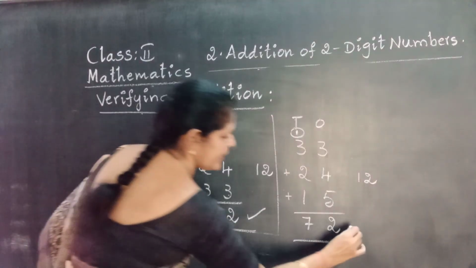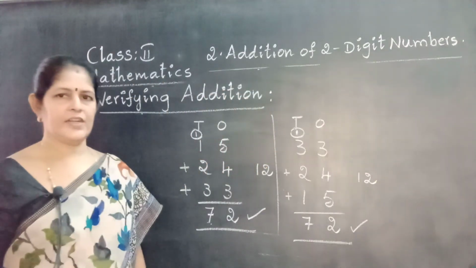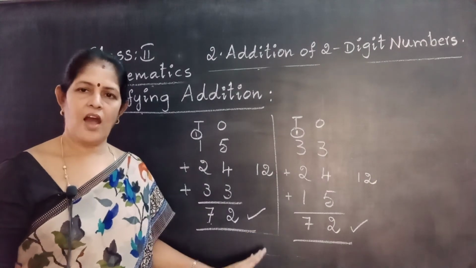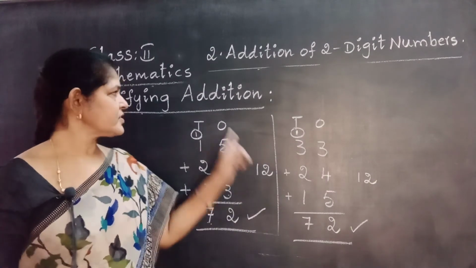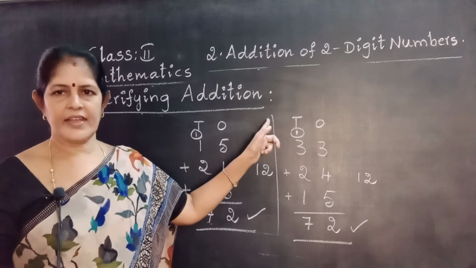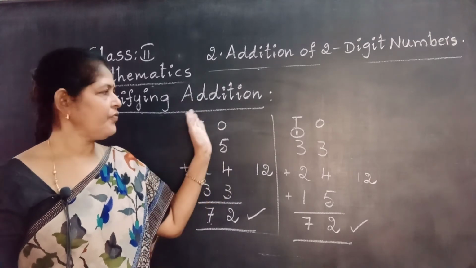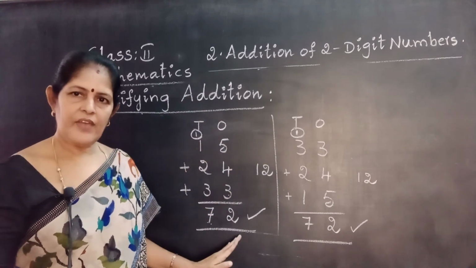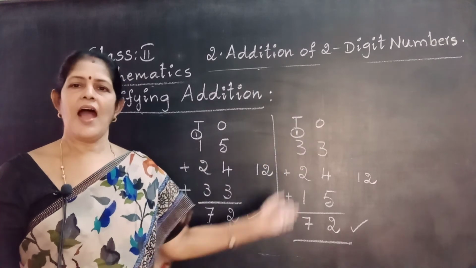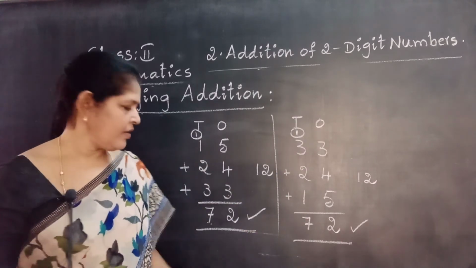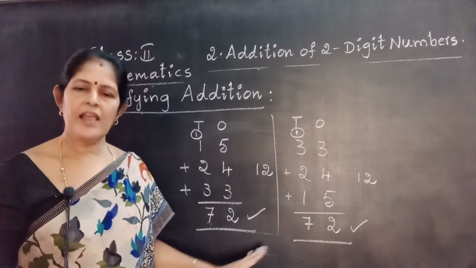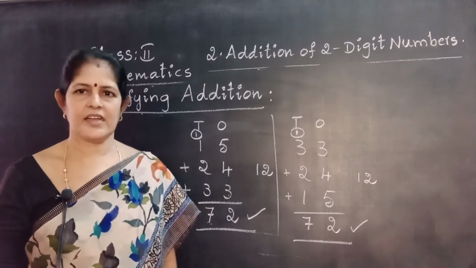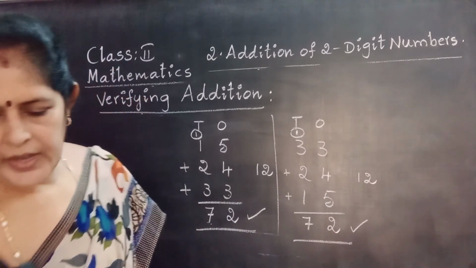Here also 72. That means our answer is correct. This is called verifying addition. In verifying addition, we write the given numbers in reverse order and again find the total. If we get the same total, our addition is correct. Understood the concept? Very good.